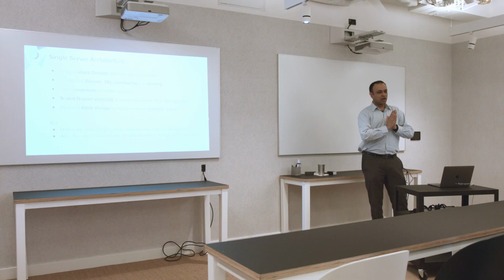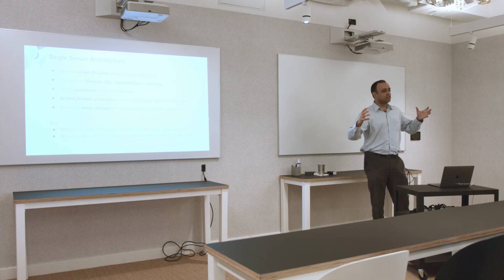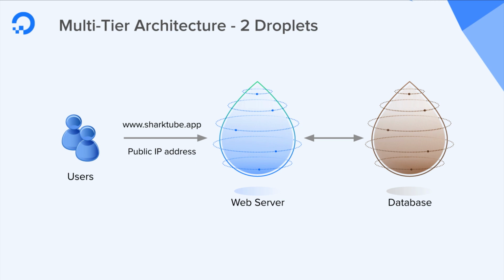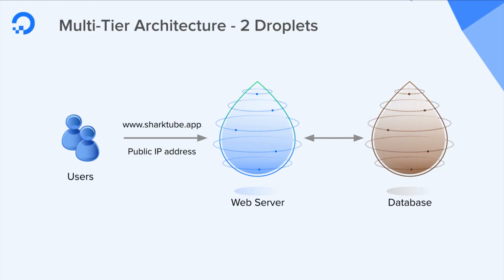So at this point, we have to think about how to make it more fault tolerant and scale out horizontally. And that's where a multi-tier architecture comes into play. In this case, we tease apart the web server and the database. Those are the two main components of our app, so we split them up and run them on two different Droplets. That way, we can scale those Droplets up and down depending on how much resource the web server component or the database component requires.